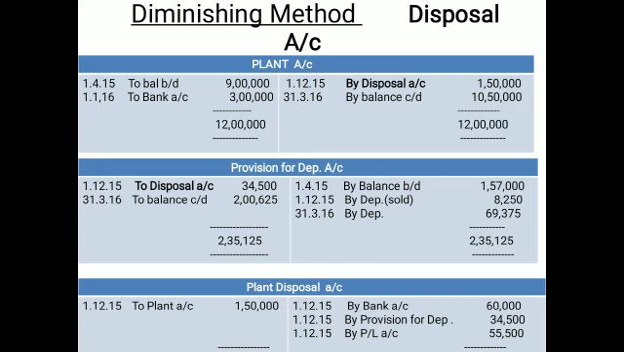So I think these are the contents which you should work on with the help of practice related to the provision and the without provision aspects. Thank you.